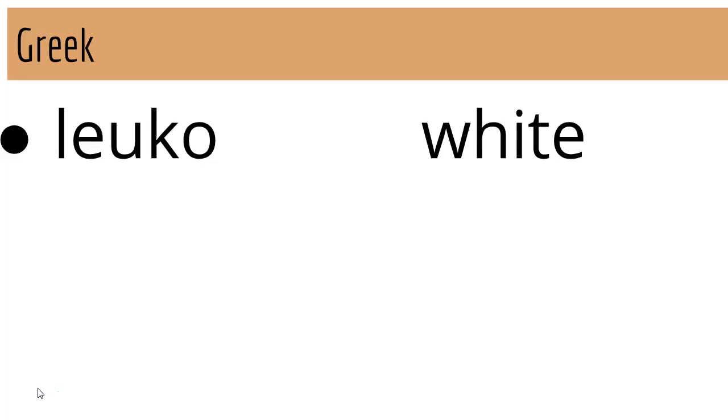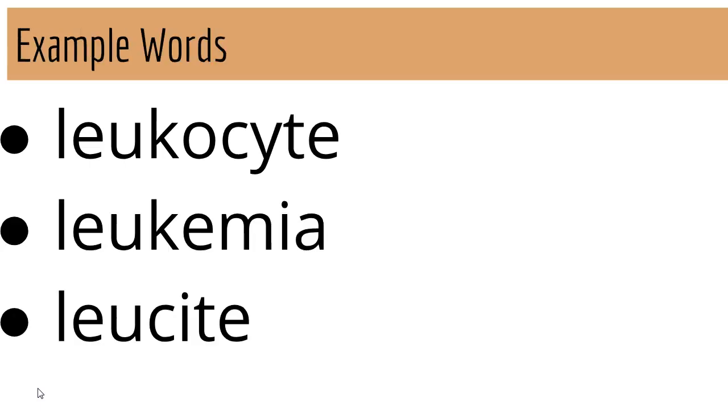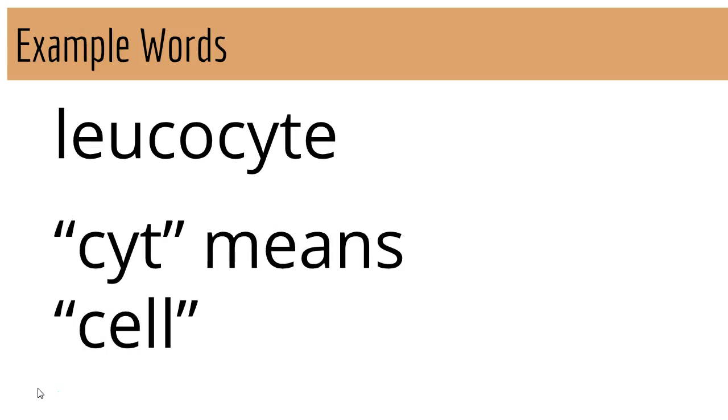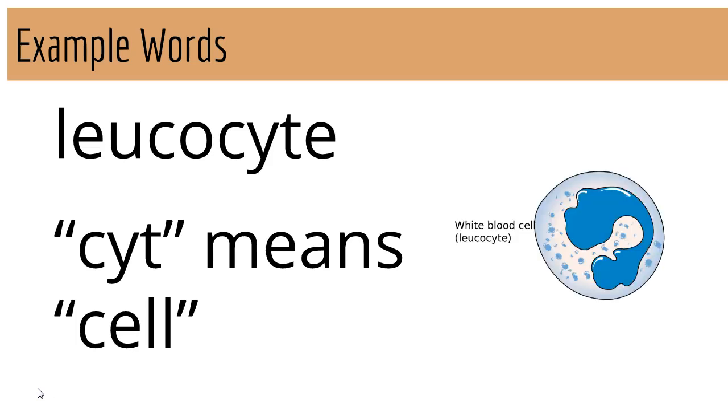The next stem we have is leuco. Leuco means white. This is where we get the words leukocyte, leukemia, and leucite. We're talking about the word leukocyte. Cyt means cell. So literally the word leukocyte means white cell. So what we're talking about is a white blood cell, a leukocyte. We all have these in our bodies and they're named for exactly what they are.